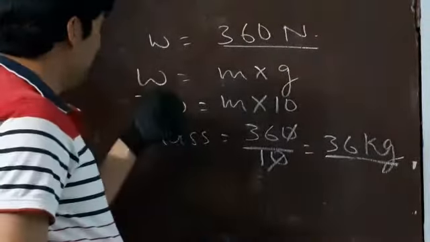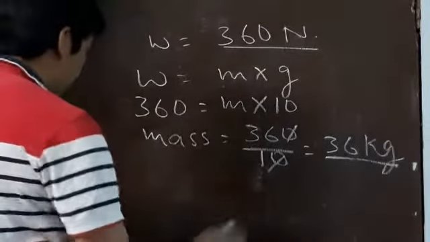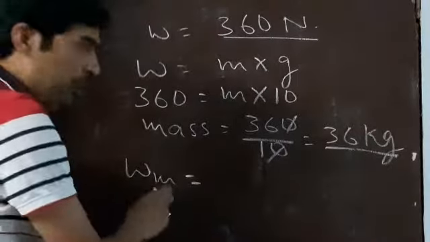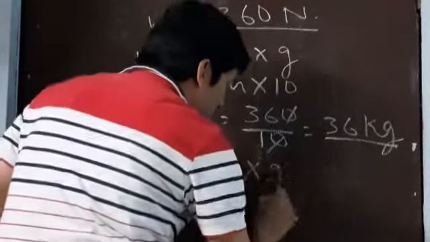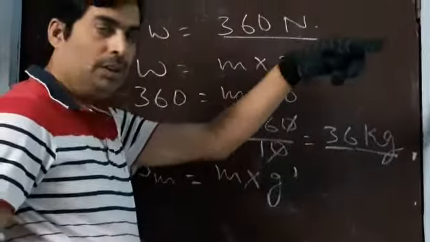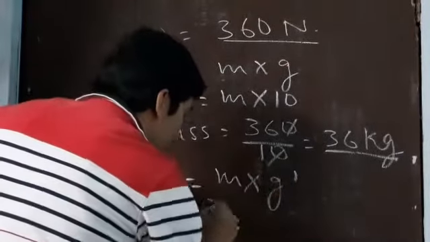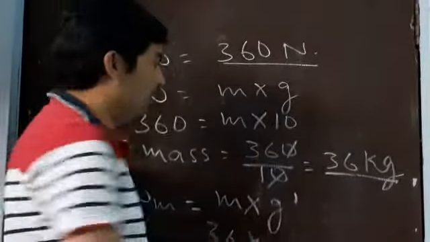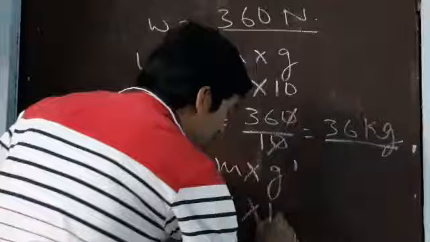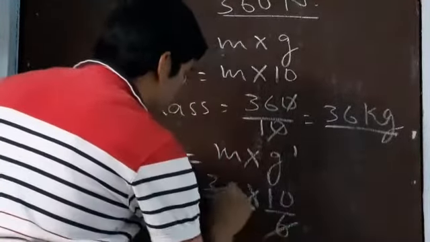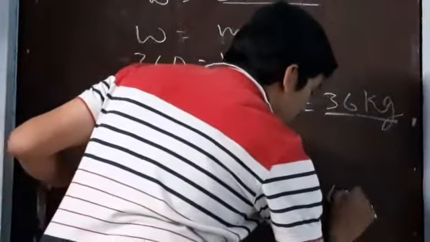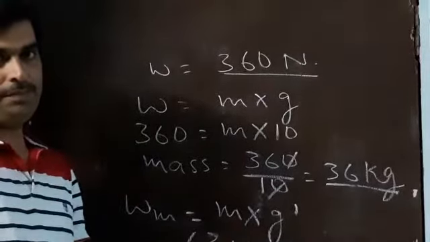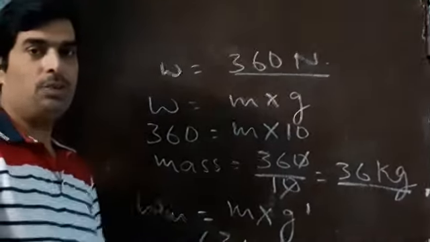Now we will find the weight at the surface of moon. Weight at moon, so Wm I am writing, is again m into g dash, where g dash is the gravity of moon. So mass is 36 and g is 1/6 of its value at earth. Its value at earth is 10, so 10 by 6. So it's 60 Newton. That is question number 6. Let's pause the video and write the solution.